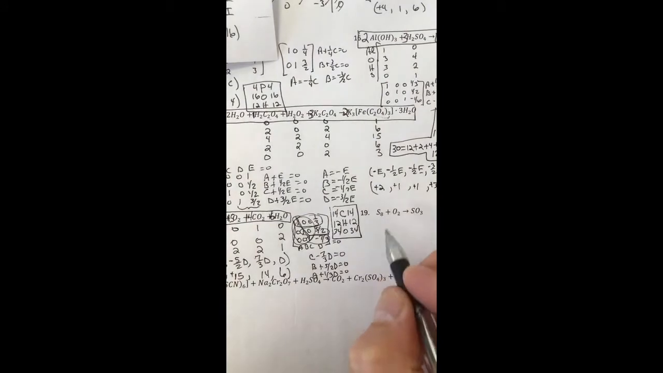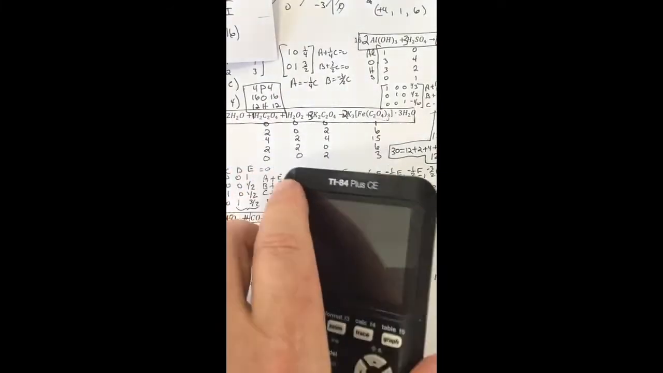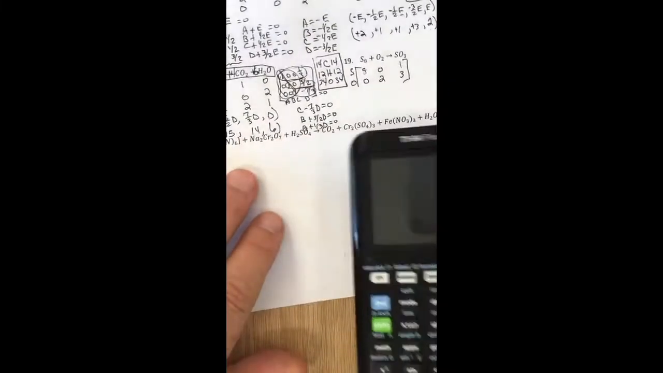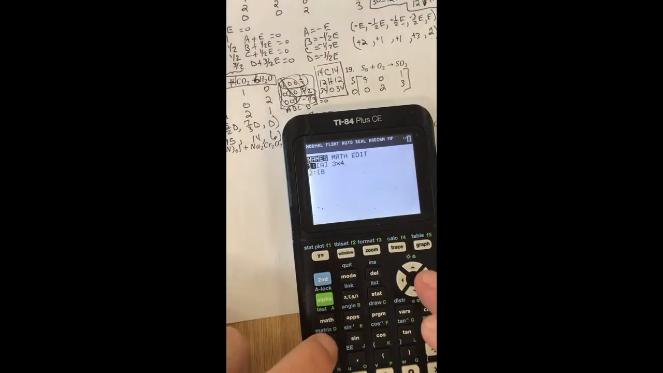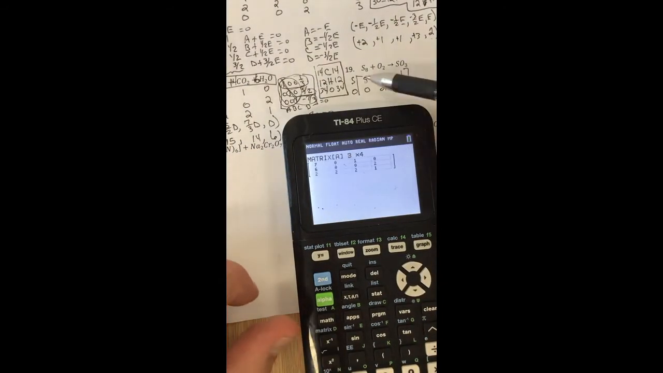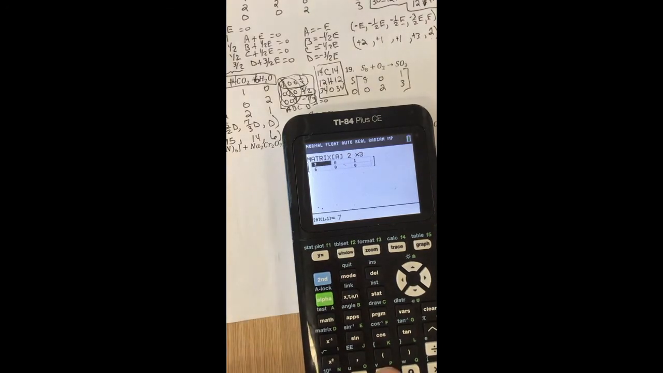All right, 19 should be a quick one. Sulfur 8 0 1. Oxygen 0 2 3. There it is. Got to get that in reduced row echelon. Two down and 3 over, so 2 by 3. 8 0 1 0 2 3.